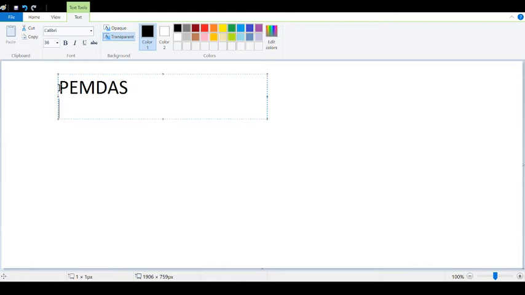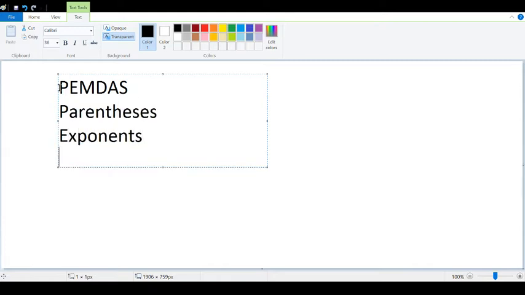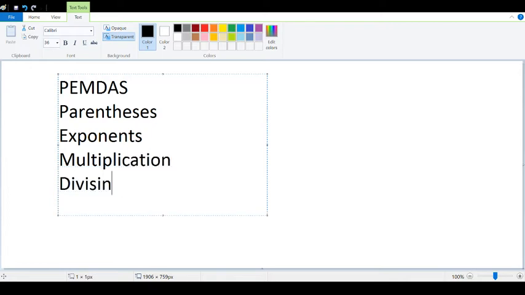It's an easy way to remember your order of operations, which are, the P stands for parentheses, E is exponents, M is multiplication, D is division, A is addition, and S is subtraction. Okay? PEMDAS. Please excuse my dear Aunt Sally.